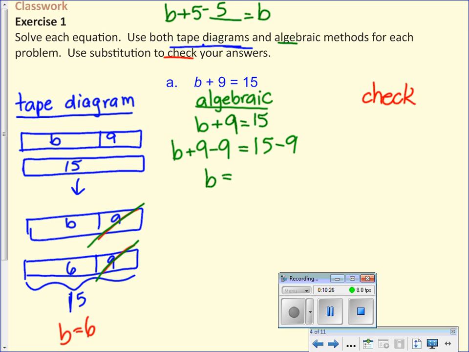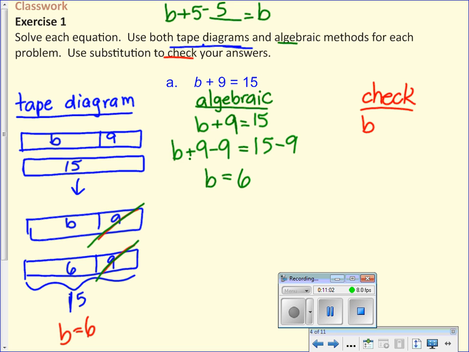I have my identity. What is 15 minus 9? 6. So I got the same answer as with the tape diagram, but it's a little easier on the mental math. So if these are some really big numbers, I can see what the operation is right there. So now we want to see if this is a true statement. Let's check, does b really equal 6? So this is where yesterday's lesson comes into play.